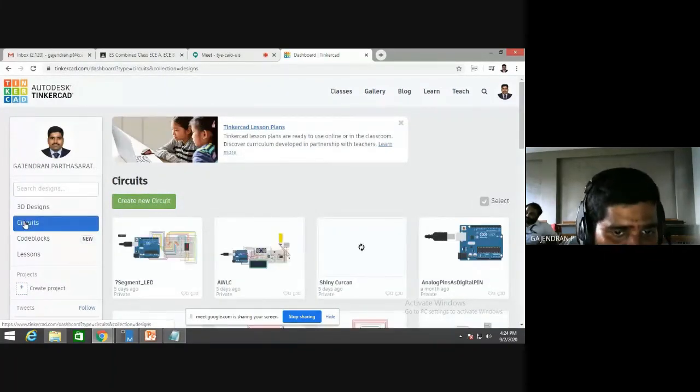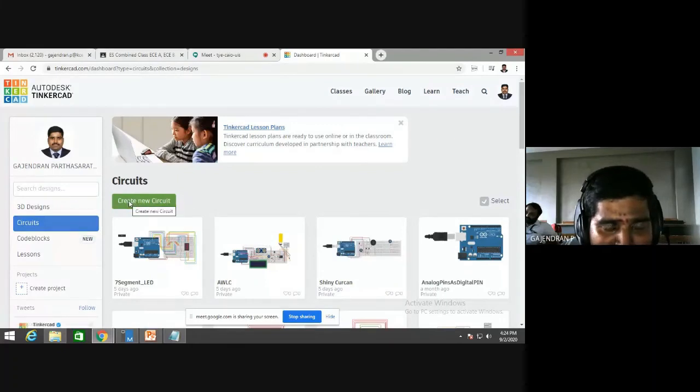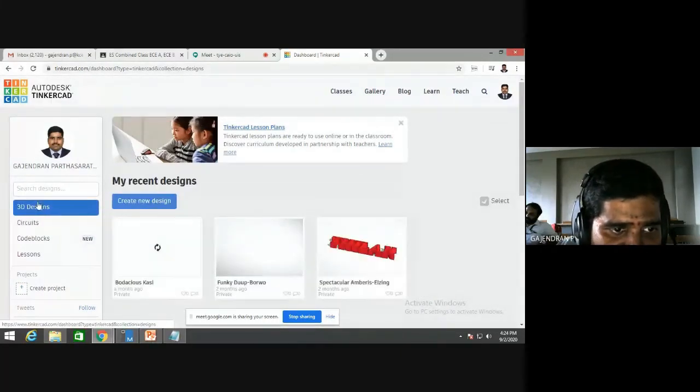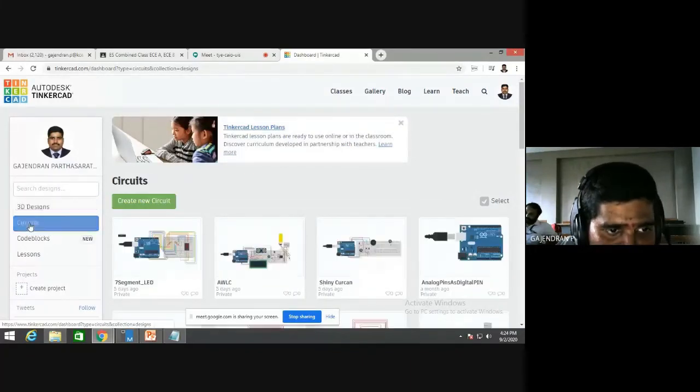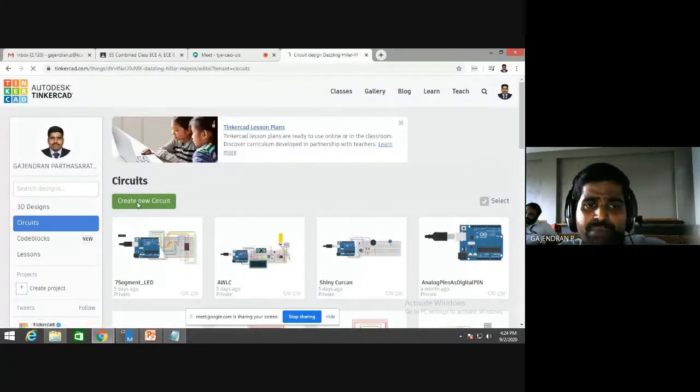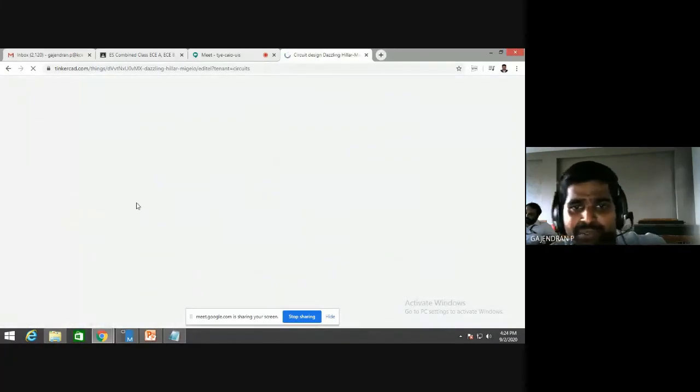Click circuits, followed by create new circuit. Can you follow me? By default, it will show 3D design. In that, we need to select the circuits menu, followed by create new circuit. Don't bother about it. Next class, I will explain it to you in detail.